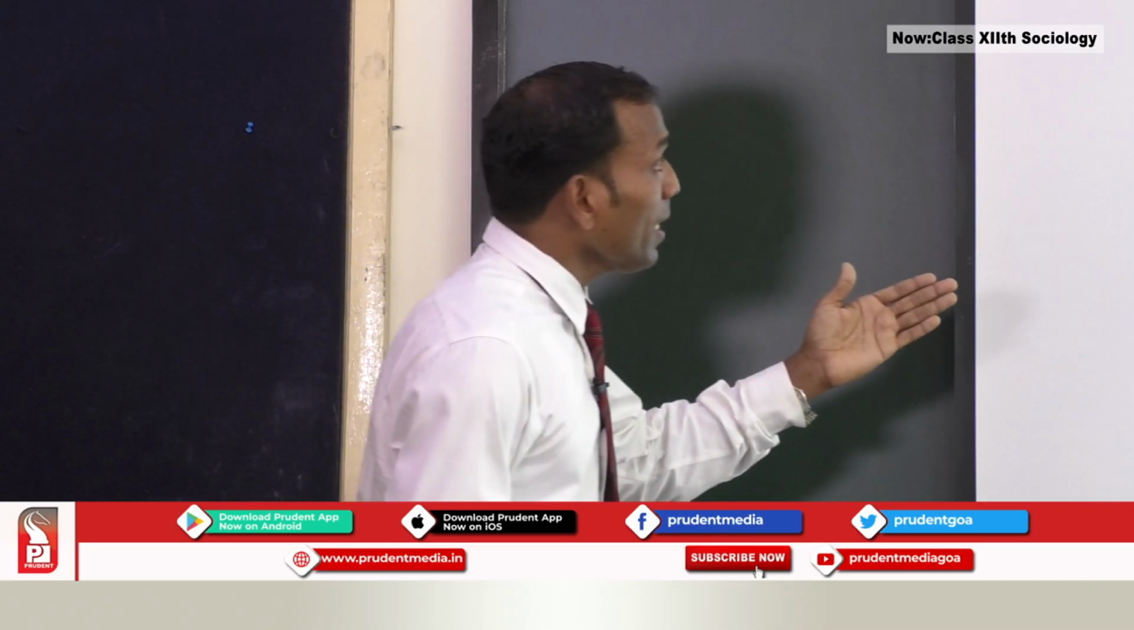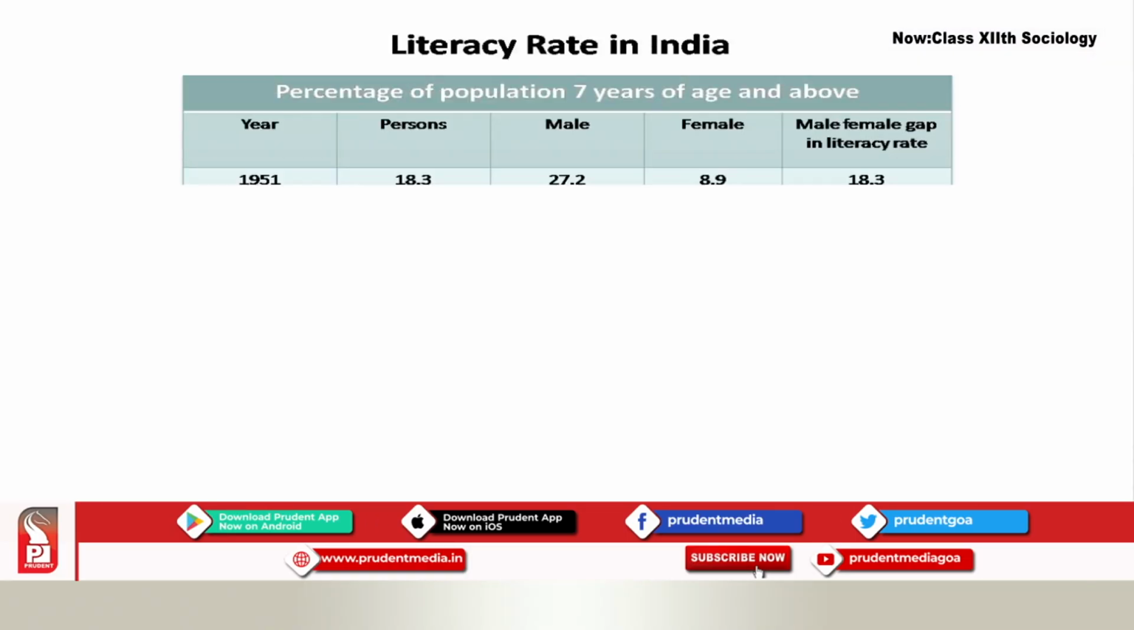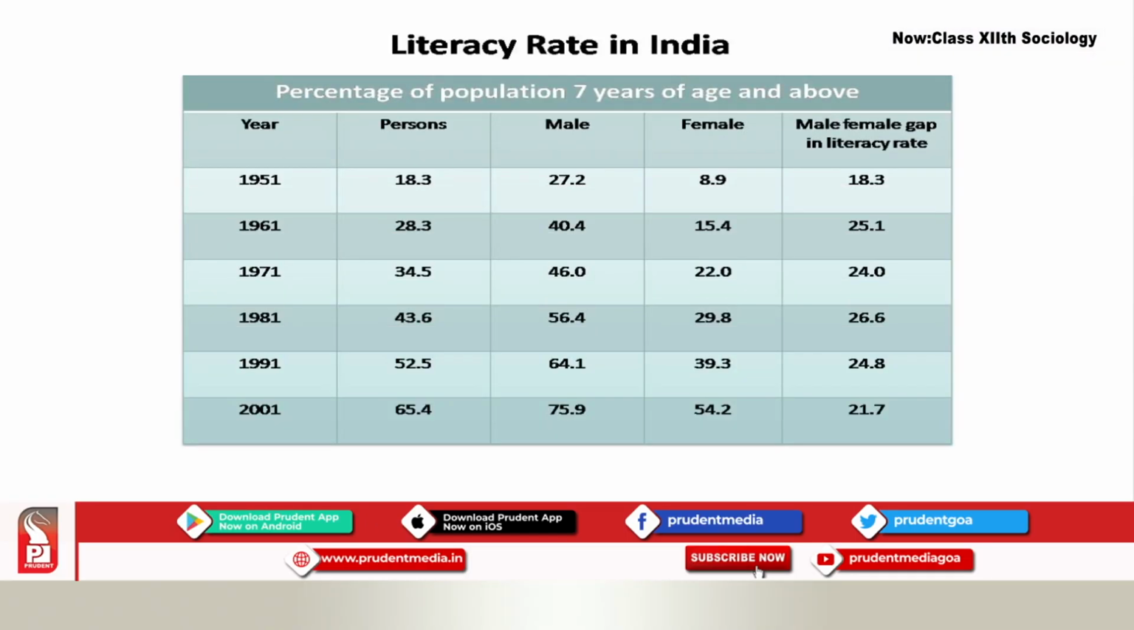Again, if we see 10 years later, 1961, the total number of persons in percentage is 28.3, in which male literacy is 40.4%, and female literacy we can see over here is 15.4, just 15.4, and see the gap is increasing.